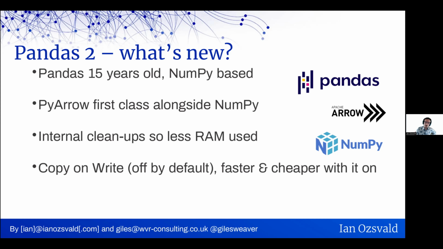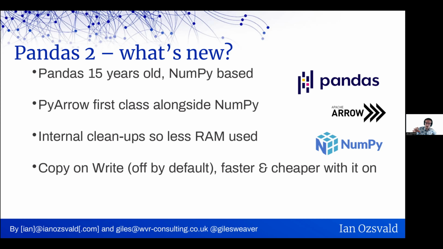Also, we see lots of internal cleanups, less RAM is being used, and it's paving the way for copy on write, a new mechanism which will be introduced in Pandas 3. And I've got some benchmarks where we turn it on and off. And you'll see that it offers some impressive speed and lower RAM requirements for Pandas 3. And you can enable this in Pandas 2, and you should be experimenting with it.